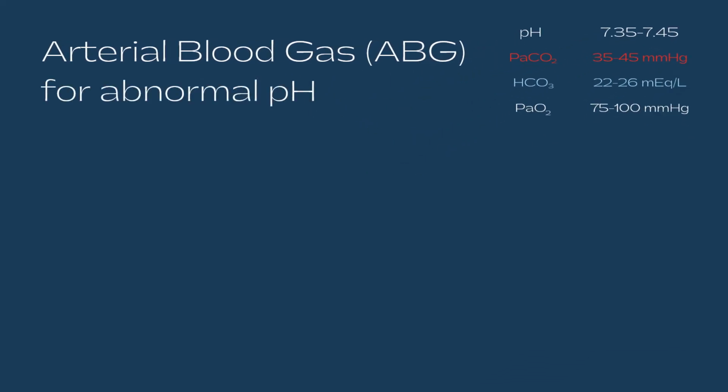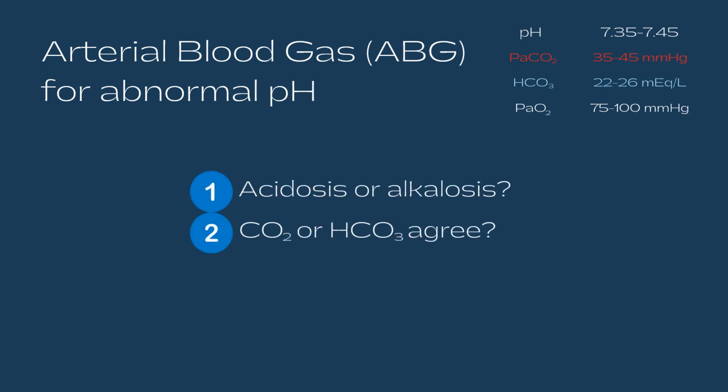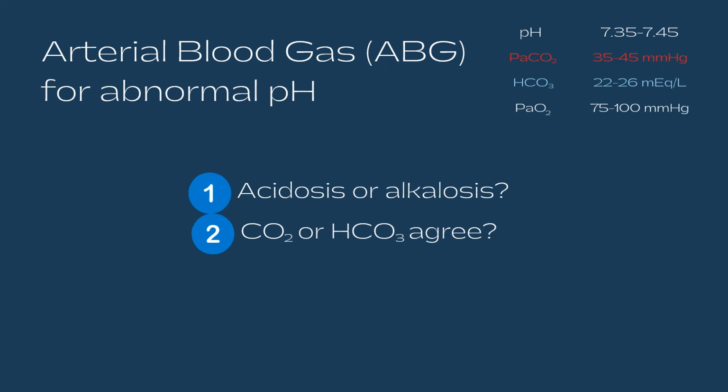Let's move the normal values up to the corner so we can look at them when we need them. Next, we need to discuss the steps used to identify the acid-base imbalance. The two most important steps are here. We first look at the pH to see if the blood is too acidic or too basic. Then we look at the carbon dioxide and the bicarbonate to see which one is abnormal in such a way that agrees with the pH.